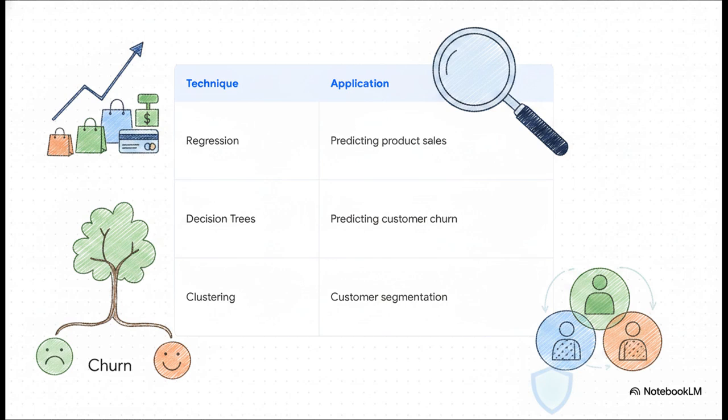To actually get that predictive power, companies are leveraging some very specific statistical techniques. Regression analysis lets a retailer predict future sales based on marketing spend. Decision trees can analyze user behavior to flag customer churn before they even click cancel. And clustering techniques can automatically group millions of users into highly targeted segments. These are the tools that give organizations a real competitive superpower.